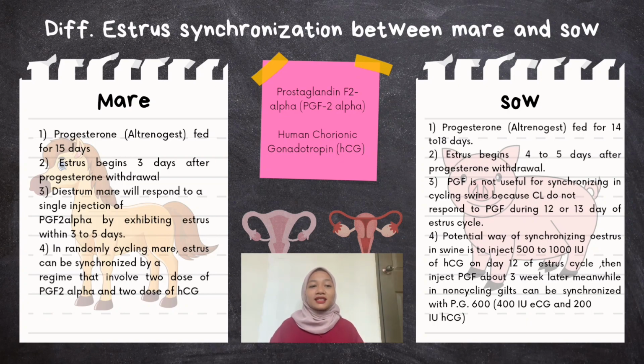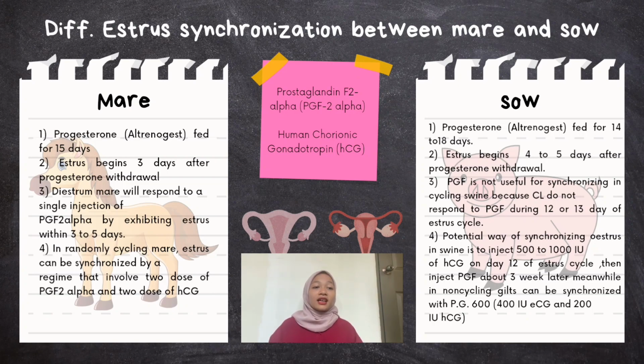The third one is diestrus in mare, which will respond to a single injection of PGF2 alpha by exhibiting estrus within 3 to 5 days. Meanwhile, in sow, PGF is not useful for synchronizing cycling swine because the corpus luteum does not respond to PGF during the first 12 or 13 days of the estrus cycle.